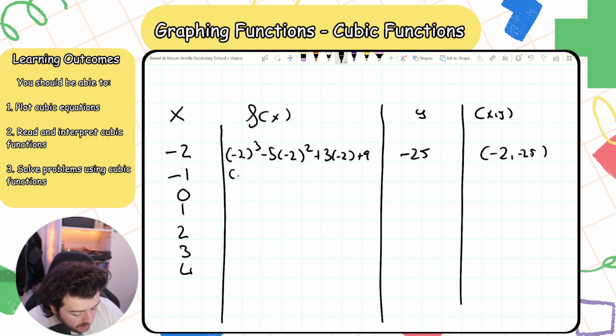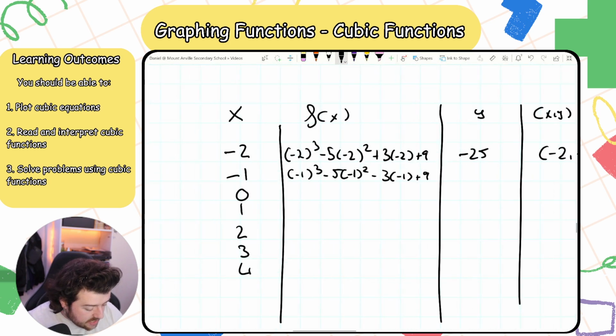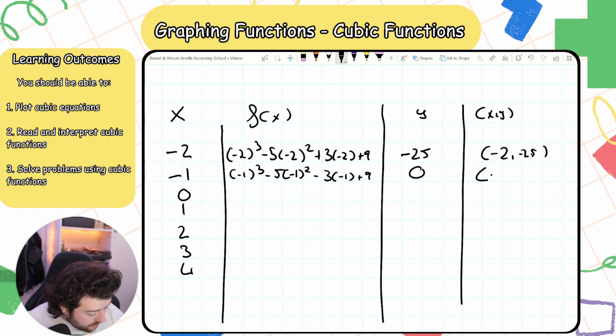You have the other point here, -1 cubed minus 5 times -1 squared plus 3 times -1 plus 9. Put them all together, I think you should get 0. And then you have -1, 0 here. Now you could do this for all your points, but like I said, it's a lot of effort.